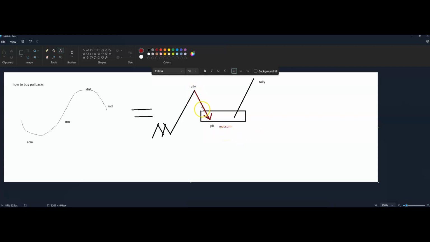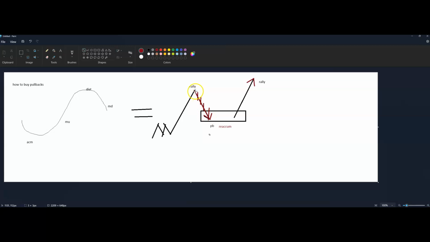So on the pullback, what is it that you're looking for? Well, for it to change direction from down to a little bit sideways and to go back up, something must happen here, and that's your reaccumulation. Your reaccumulation will have certain characteristics. As it goes down, as the pullback occurs, you'll have down waves or down bars, right? You'll have a bunch of down waves and down bars.